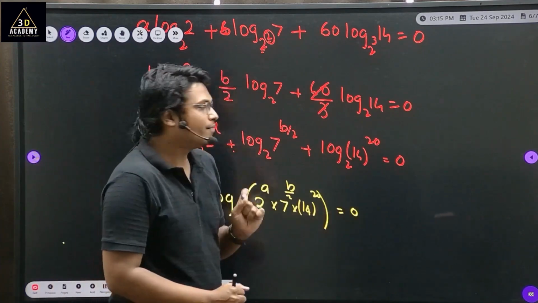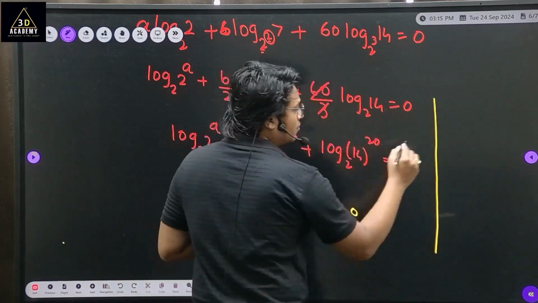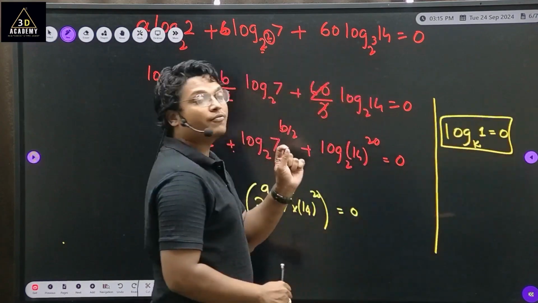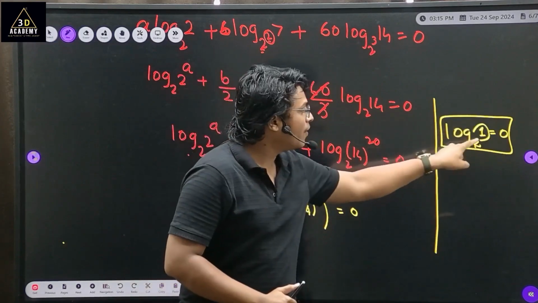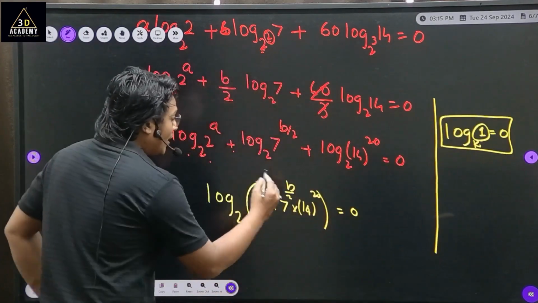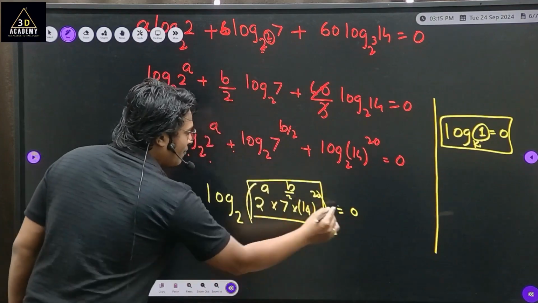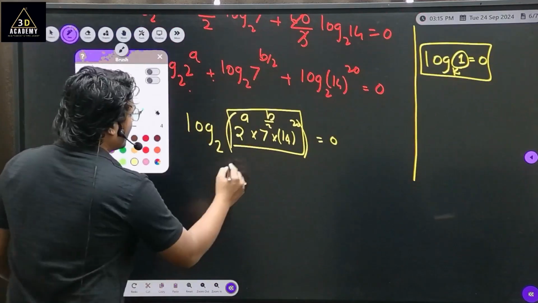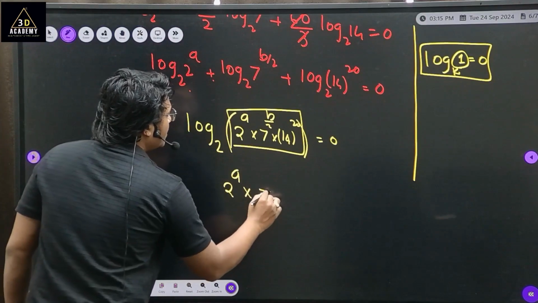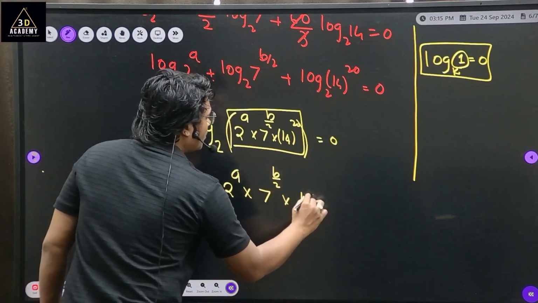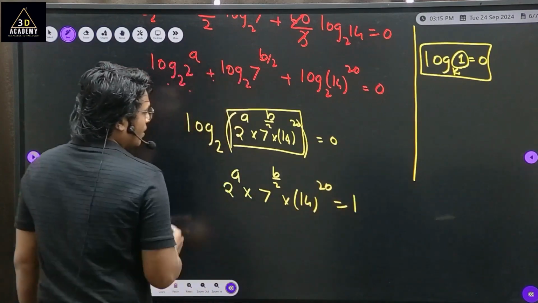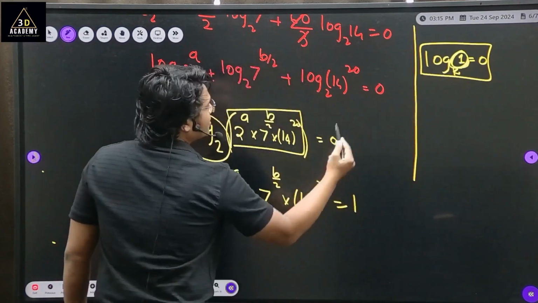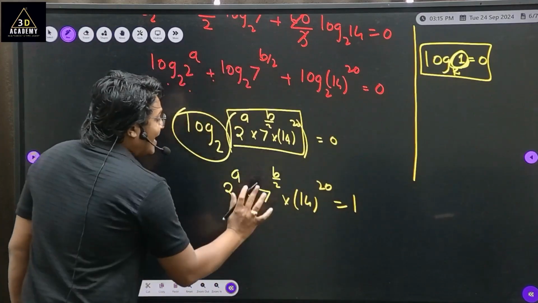Now we have learned one more property in logs in the form of conclusions. Log of 1 with any base is always 0. Whenever we are finding the log value for 1, the answer will always be 0. It means this bracket's value will be 1. It means if you compare it with that property, what do we get? 2 raised to a into 7 raised to b upon 2 into 14 raised to 20 equals to 1. When I remove the log, I have to write equals to 1, because for 1 this answer will become 0, correct?